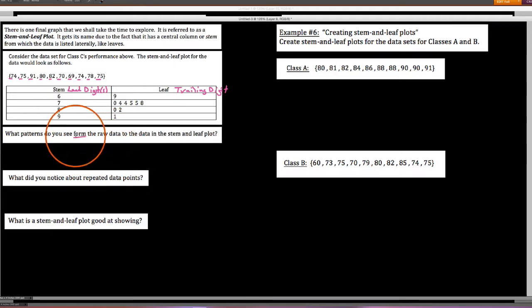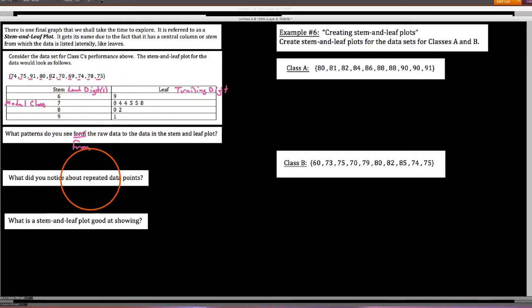From the raw data to the data in the stem and leaf plot, when you put this in order, you can see that the overwhelming majority of our data lies in the 70s class. We could call this the modal class, because it has the most things in it, the highest frequency.